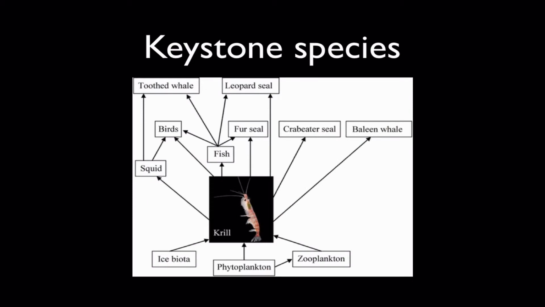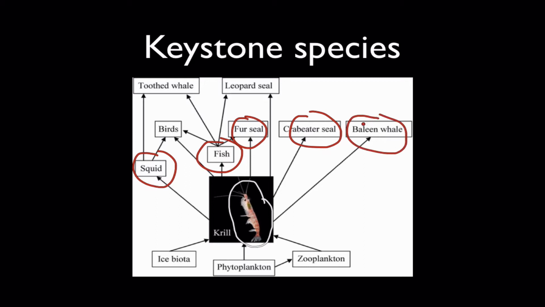Another example from a food web is the concept of a keystone species. And you may have heard of krill. Krill are tiny, about 2 or 3 centimeters long at the largest. They live in cold water. They're a type of shrimp. And lots of organisms feed on krill. Squid eat it, fish eat it, seals, a couple different types of seals here, whales that have baleen instead of teeth. So as you can see, this krill is food for a lot of these organisms.